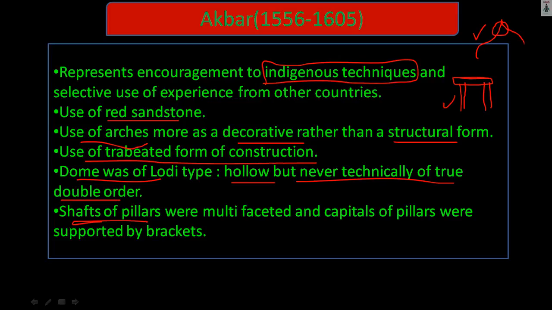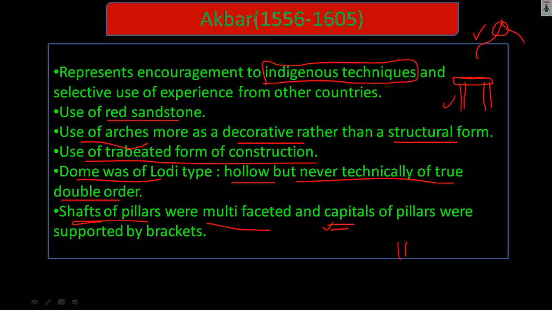His pillars, which he erected, were multifaceted, and their capitals. To understand the meaning of capital, we can give the example of our own Ashok Stambha. The lions on that Ashok Stambha are called the capital of the pillar. So whatever capitals on pillars Akbar installed, they were supported by brackets.